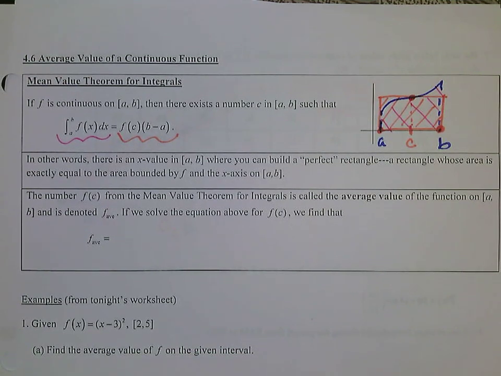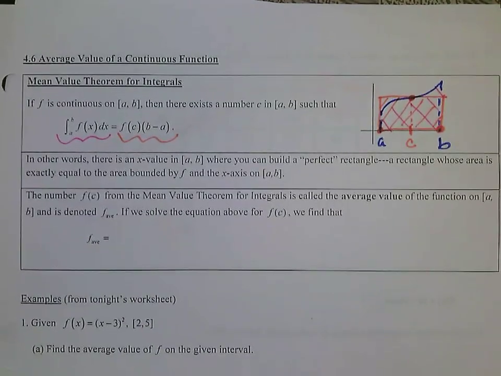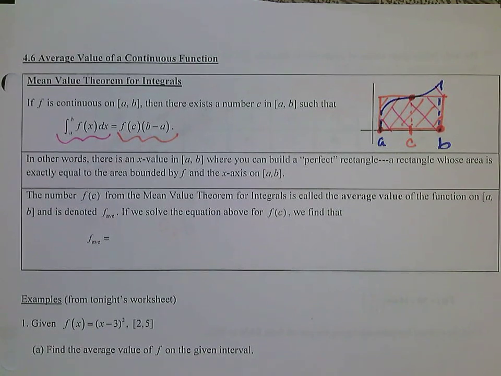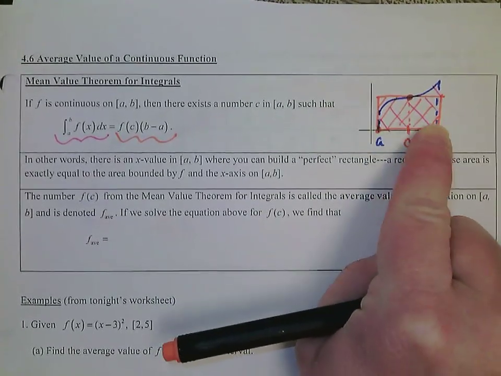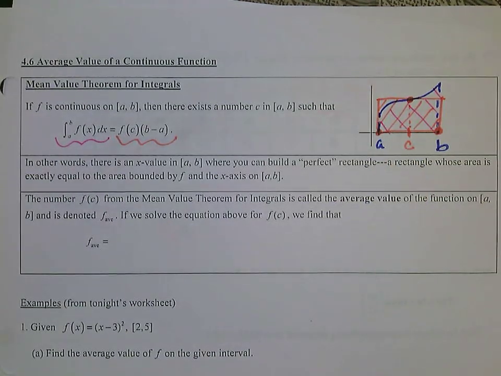Mean value theorem for derivatives says that there's at least one point in the interval where the slope of the tangent line, the derivative at that point, is equal to the slope between the endpoints. Mean value theorem for integrals says there's at least one point between a and b where the area under the curve from a to b, if I evaluated the area at that point, the width and the height of the area of that perfect rectangle, those would be equal.